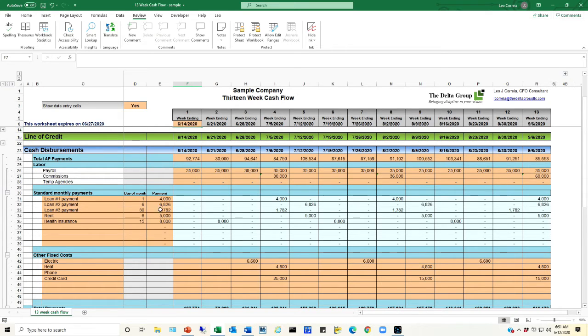So this really doesn't have to be managed. Once these standard payments are put in, you don't really need to touch them after that, unless they're going to change for some reason. This allows you to easily manage this whole section.